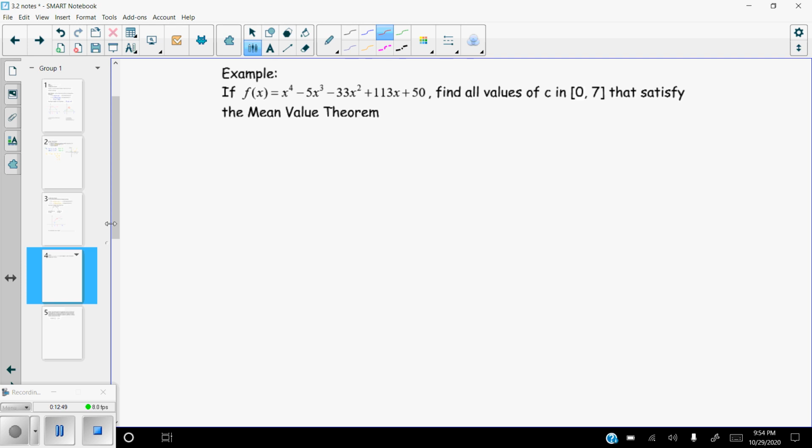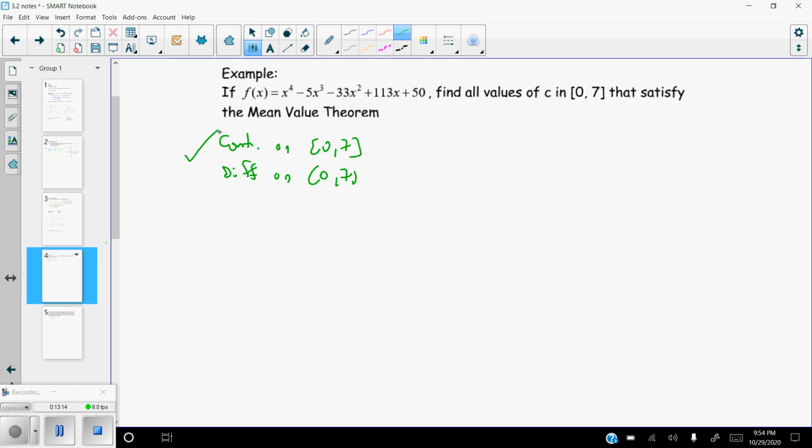Okay, first of all, criteria. Does it work? Well, it is a continuous function because it's polynomial on a closed interval because they gave us the closed interval from 0 to 7. And again, it's polynomial, so it is differentiable on the open interval from 0 to 7. So the criteria is met. We can use the mean value theorem.